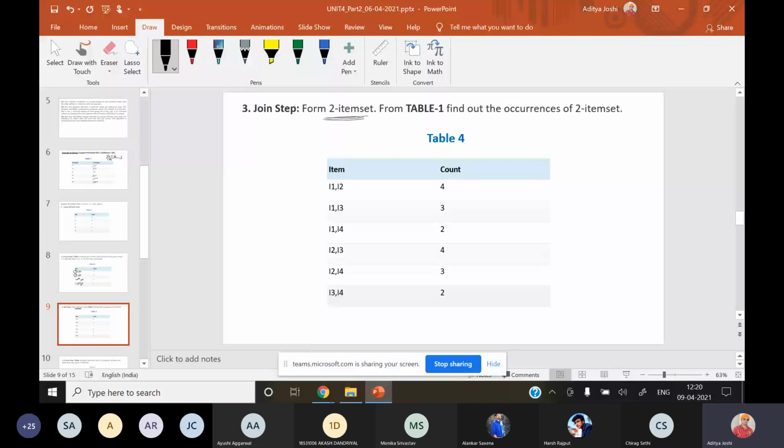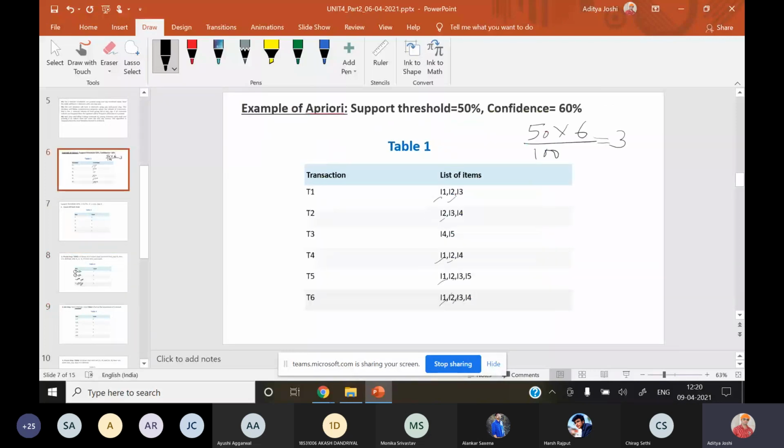For counting the occurrence, we will check the initial table, right? So go to the initial table. I1, I2 occurs how many times? 1 time, 2 times, 3 times, and 4 times, right?